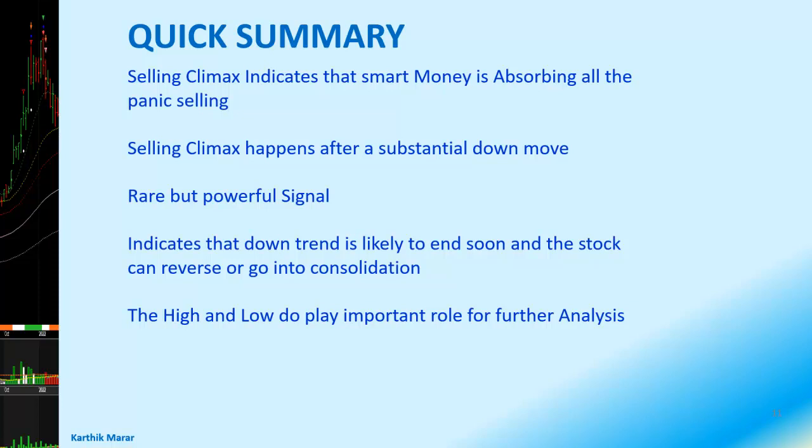It indicates that downtrend is likely to end soon and the stock can reverse or go into consolidation. The high and low levels of the selling climax bar do play important role for our further analysis of the stock movement.